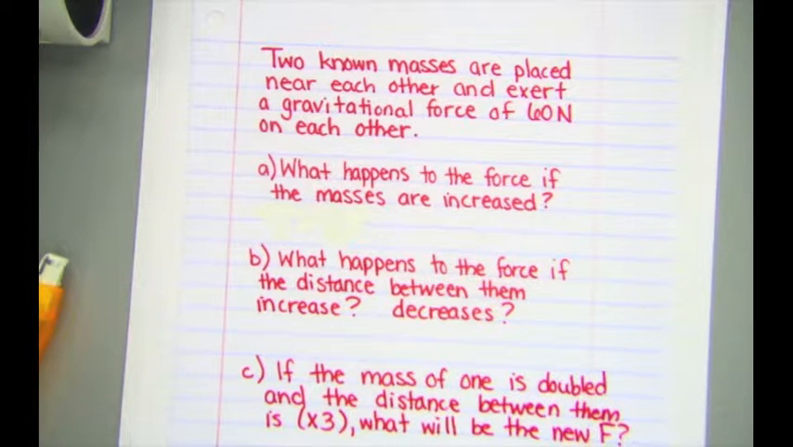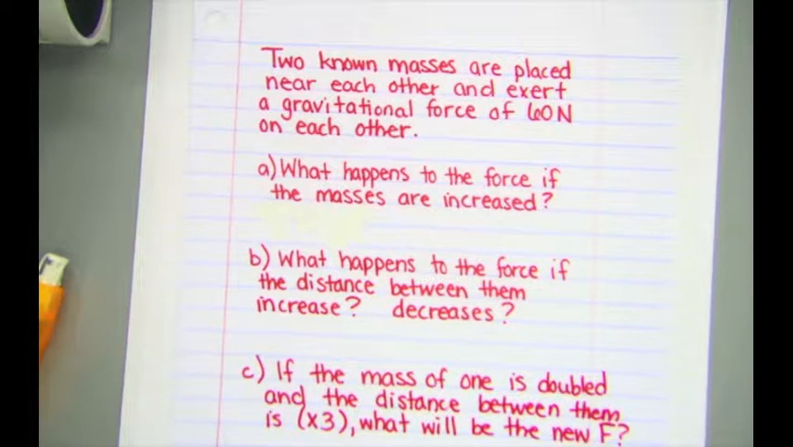Let's talk about the universal law of gravity. Whenever you have two masses near each other, they are going to exert a gravitational force on each other. This will represent Newton's third law. The forces will have an equal magnitude but opposite direction. Okay? Action, reaction.